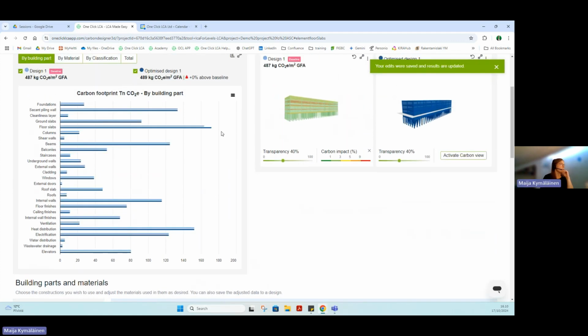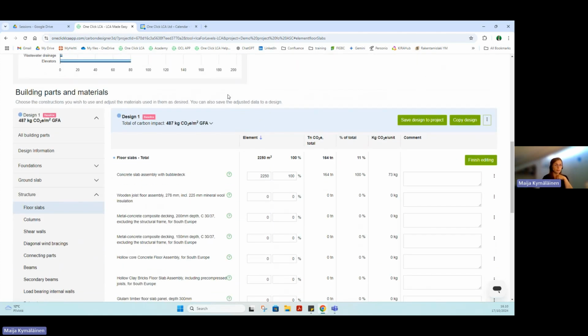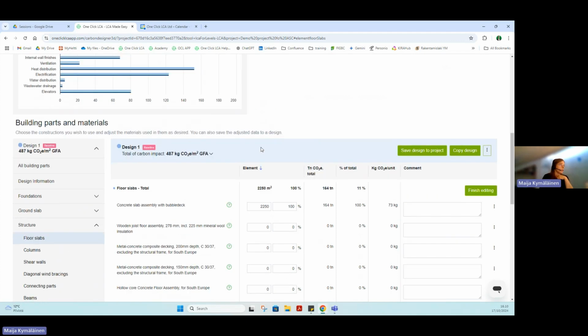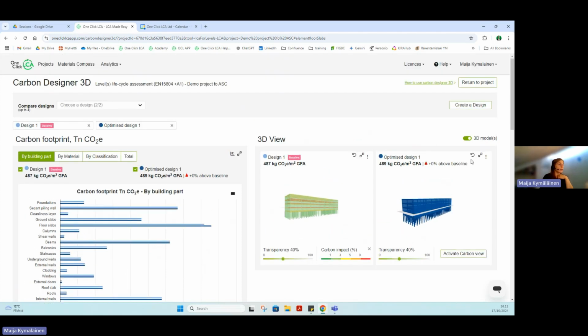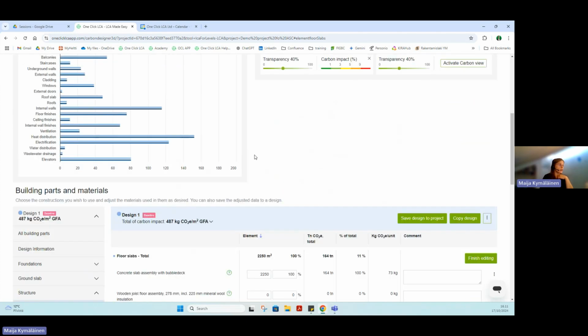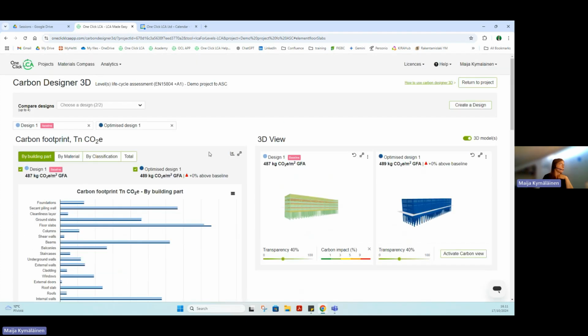And then we can see that we did some good in our optimization. So we managed to reduce some of the floor slab emissions by changing it into a new construction. And then another thing is that you can compare different structures completely. So you can either always copy these and then just change the elements, but you can also go here, create a design, and it will take you back to step 1.